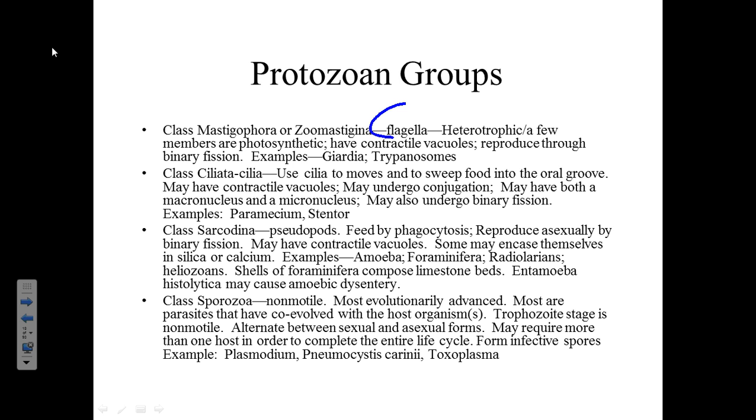The first group up here moves with a flagella called Mastigophora or Zoomastigian. Protists that have flagella. Typically what's a flagellum going to look like? It looks like a tail. There's usually only one, maybe two of them on a cell. It acts like a paddle almost. Things in this group tend to be heterotrophic. They have to eat. There are a few photosynthetic ones, but not typically.